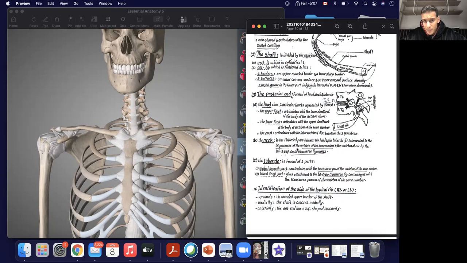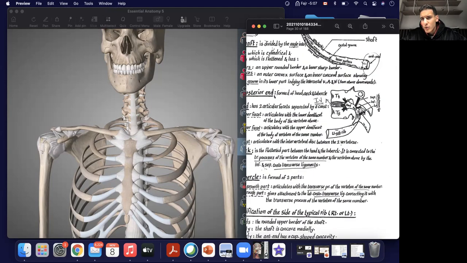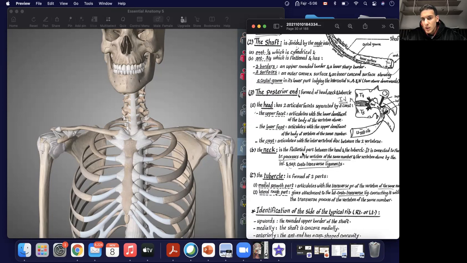And we have the neck, the flattened part between the head and the rib. It is connected to the transverse process of the vertebra of the same number and the vertebra above by the inferior and superior costal transverse ligaments. You can look into this deeper right here. You see, the neck is connected to the transverse process of T5, but it is also connected with the superior and inferior costal transverse ligaments to T4. Okay, that's the main connection.